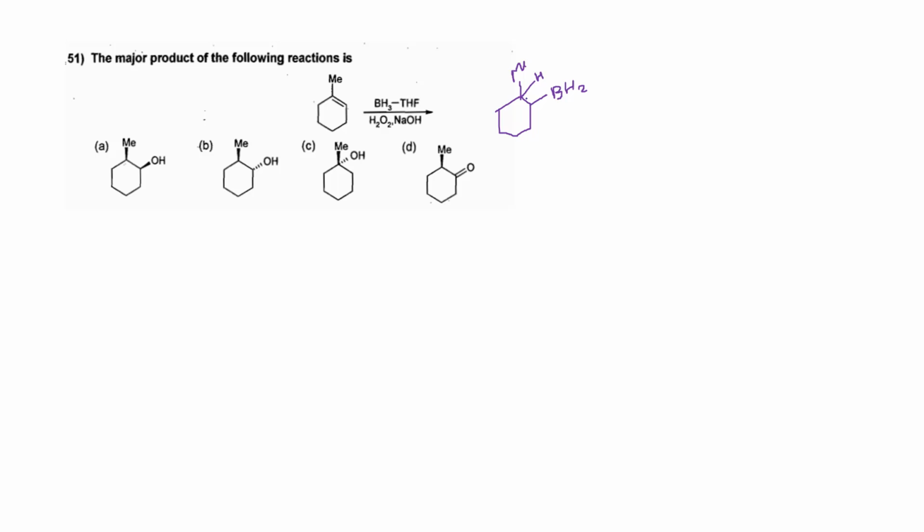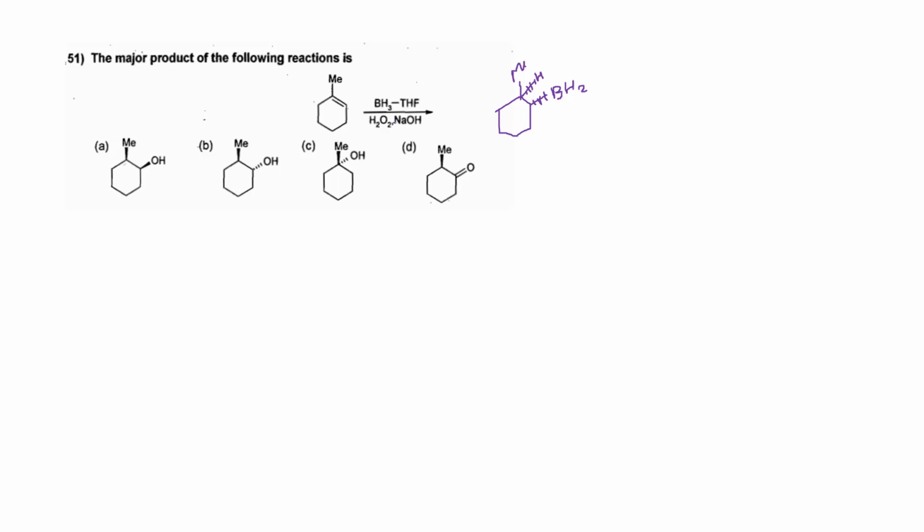So if the product C, all the methyl are above the plane, so the H will be below the plane, and because of that this boron will also be below the plane, because there will be syn addition. There will be a syn addition.